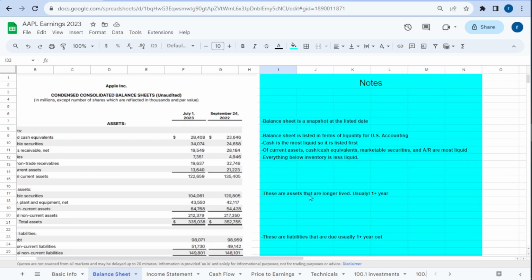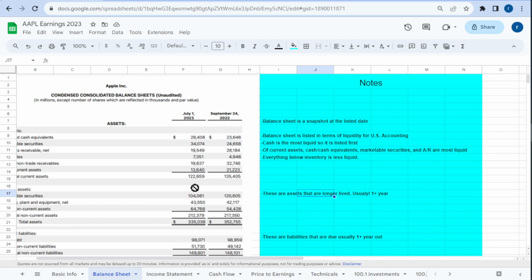So the balance sheet, I'm just going to give a brief overview right here. The balance sheet is pretty much just a snapshot at the listed date. So right here, you've got July 1st, 2023. This is what they have on the books at this point in time. And then right here, they have September 24th, 2022. And you want to do a comparison. They pretty much call this horizontal analysis because you're comparing over time.